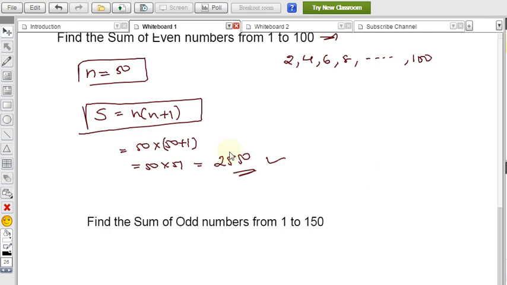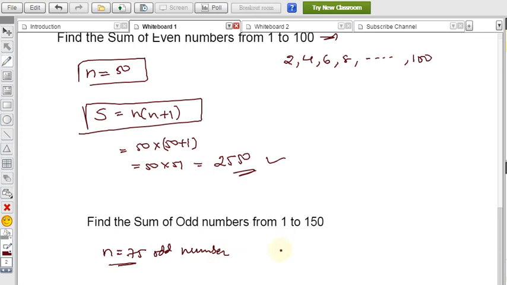So in this, we need to find out the value of N. N is equal to 75, because half of them, 1 to 150, there are 75 odd numbers. 1 to 100 is 50 odd numbers. 1 to 150, 75 odd numbers. So 75 odd numbers are there.